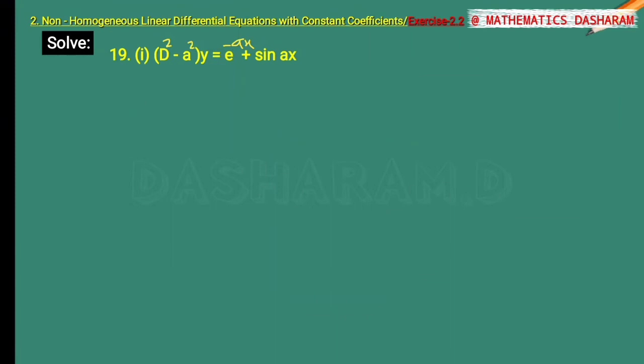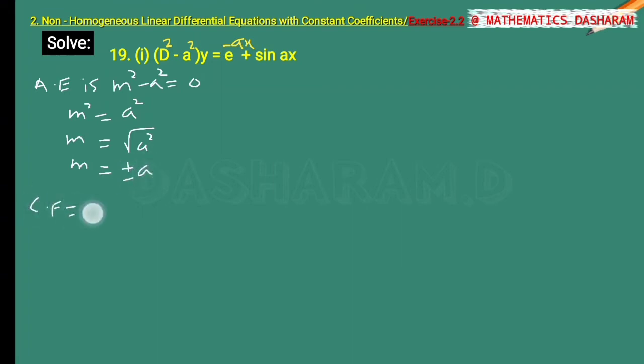Next question, 19th bit first problem: d square minus a square into y equals to e to the power of minus ax plus sin ax. So the auxiliary equation is m square minus a square equals to 0, m square equals to a square, then m equals to under root a square, then m equals to plus or minus a. So then the complementary function is c1 into e to the power of minus ax plus c2 into e to the power of plus ax.